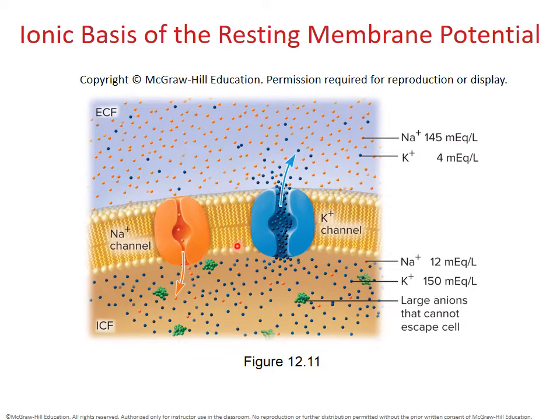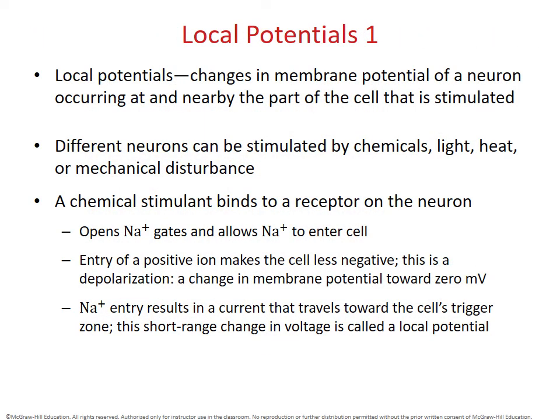All right, so here we see a picture again of the factors that contribute to the membrane potential. Here we just see passive leakage channels for sodium and potassium. And again, the sodium-potassium pump, of course, compensates for that leakage. All right, so what kind of changes can we expect to see in this membrane potential?